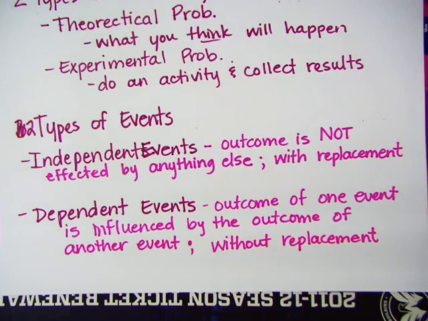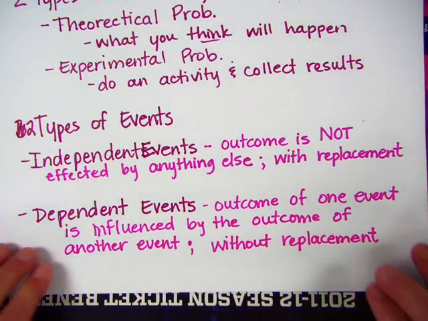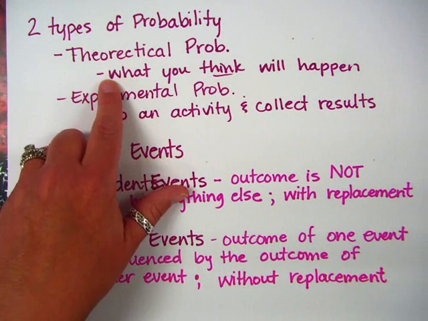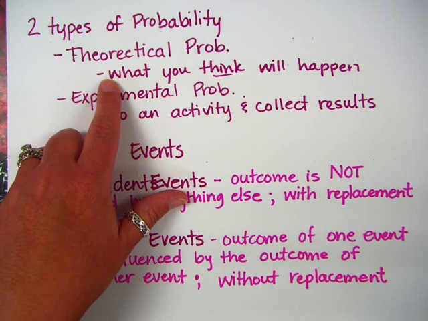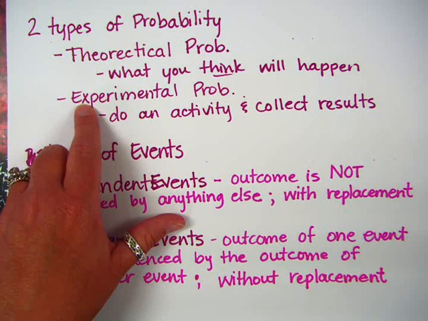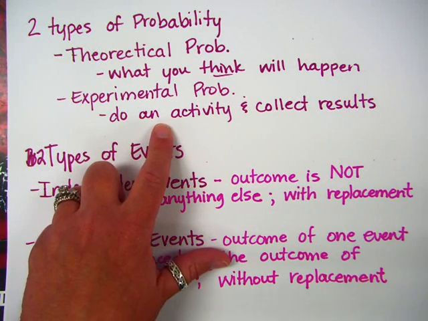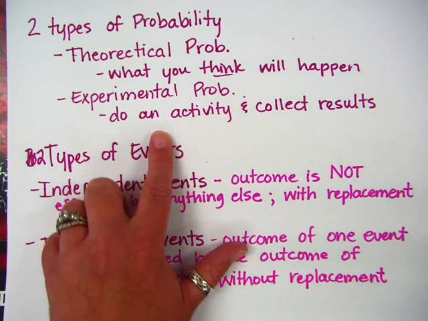Okay, so I know we've gone over quite a bit in that little piece. Just a real quick review. There are two types of probability. There is theoretical probability, where it is just what you think will happen. There is experimental probability, where you actually do an activity and collect results to see what really happened.